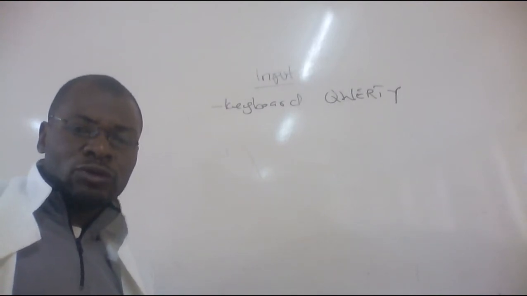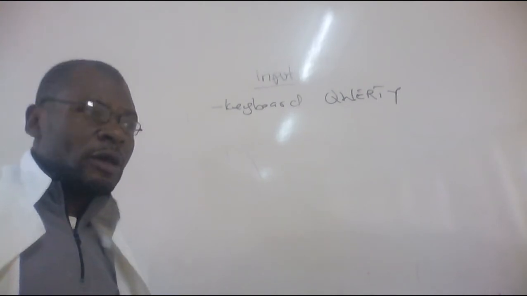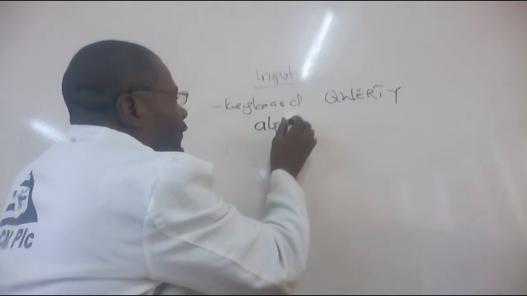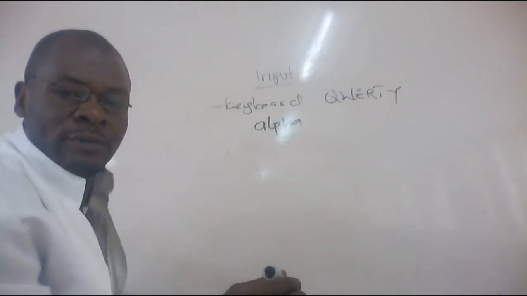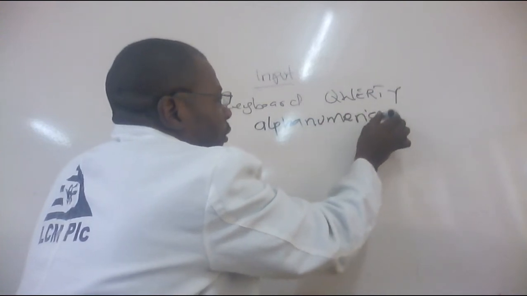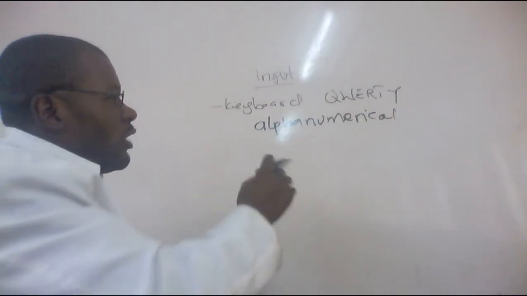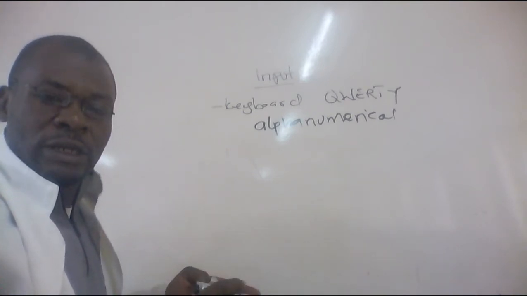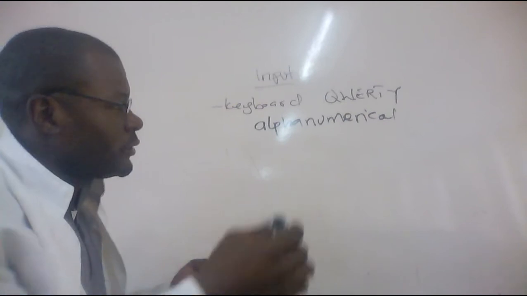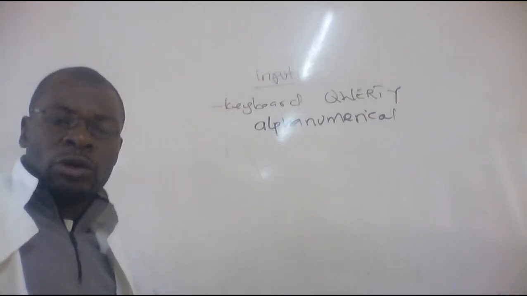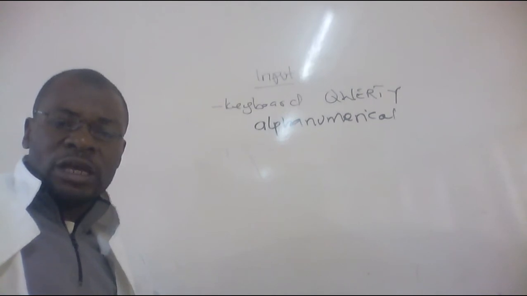And a keyboard has got what we call alphanumeric keys. A keyboard has the alpha from the alphabetical, and numerical keys. So alphanumerical simply means the combination of alphabetical and numerical characters. And this is what you need to know about a keyboard.